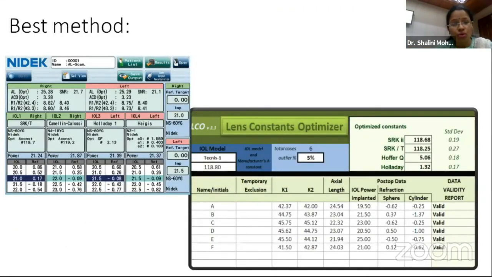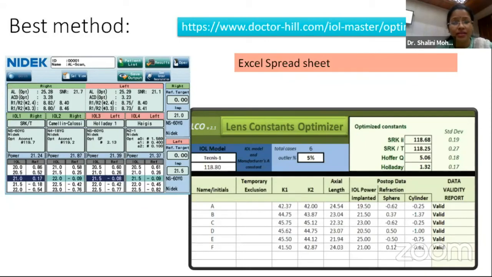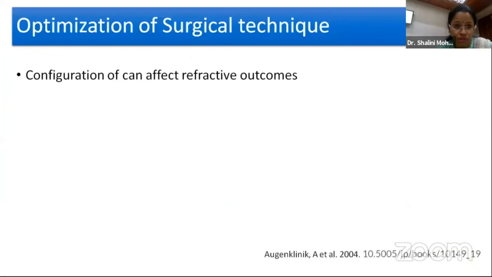The best method is to go to the website, and each IOL has a lens constants optimizer. Feed in your data and you get all the details. Another option is you can go to doctorshill.com, where you can again feed in your data. If you don't want to do all this, you just enter it in an Excel spreadsheet and call the person who is dealing with IOLs. All the companies have people who can optimize your IOL. Just give your data and they will get the A constant for you.